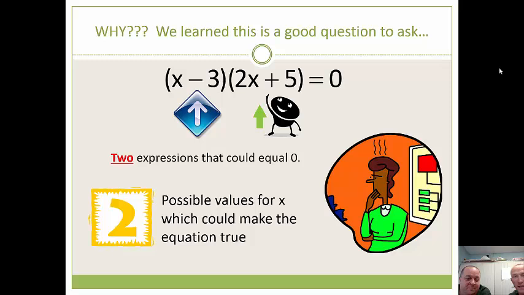Absolutely. There are two different factors there. You have the one on the left of the left side, and then you have the 2x plus 5, the right of the left side.